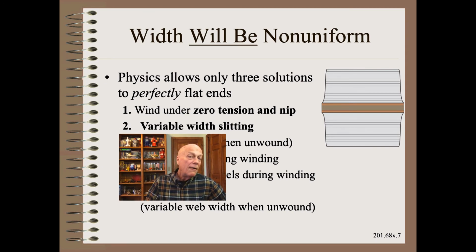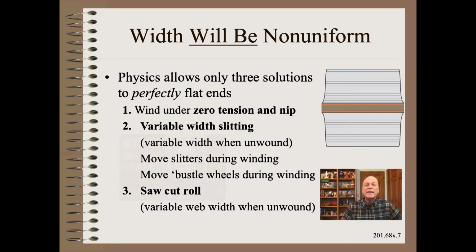There is one final solution allowed by the laws of physics, that is to saw the roll edges, as is done in some products like tissue. However, you will then end up with uneven web width, just like solution number 2.